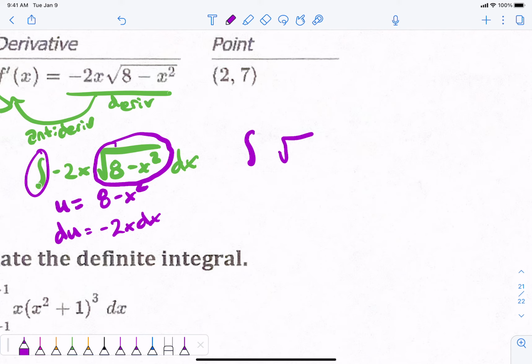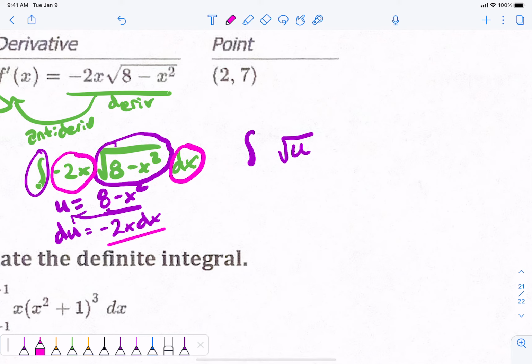No derivative. What is 8 minus x squared? U. Oh, there you go. Okay, so the last thing that I have to substitute is negative 2x dx.